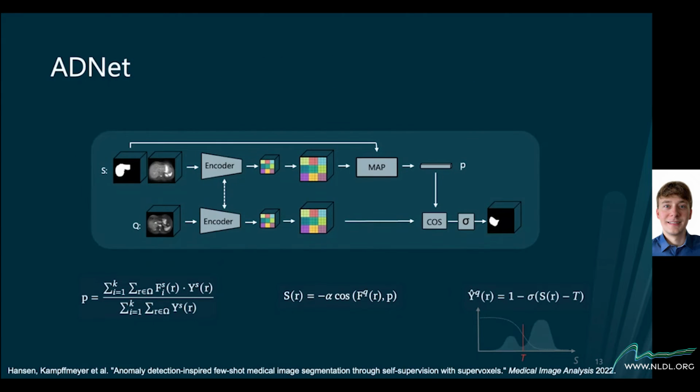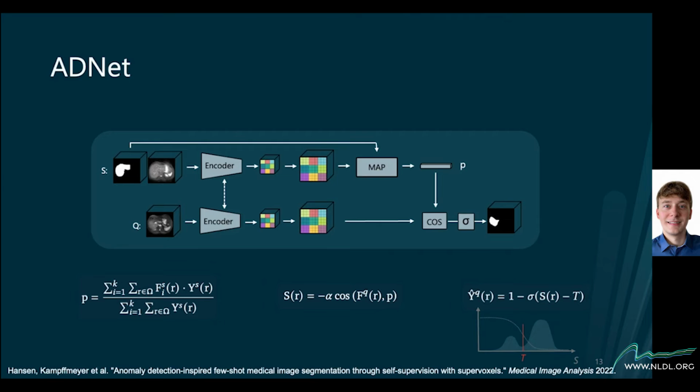Putting this together, we can design a framework. In this case, it's called ADNet, anomaly detection-inspired few-shot medical image segmentation. And the idea here, going all the way back to how you do few-shot segmentation in a normal way: you take your support, you send it through the encoder, you get your features, you assign your features based on the segmentation mask for your one or two or whatever few examples from the unseen classes.